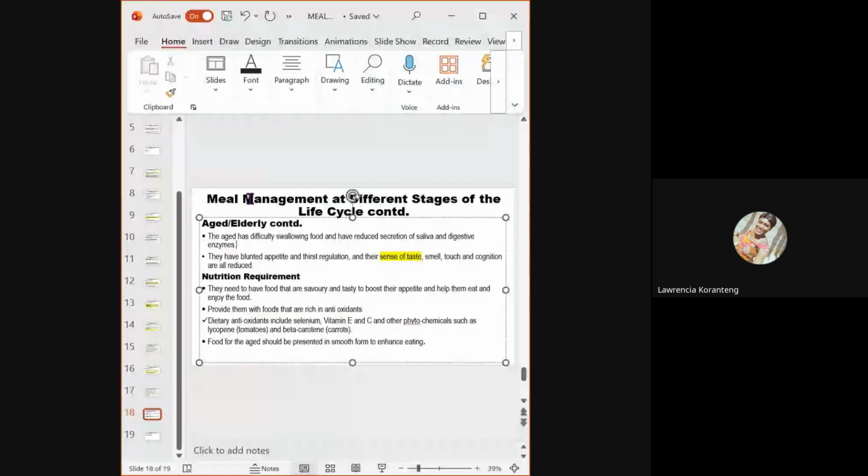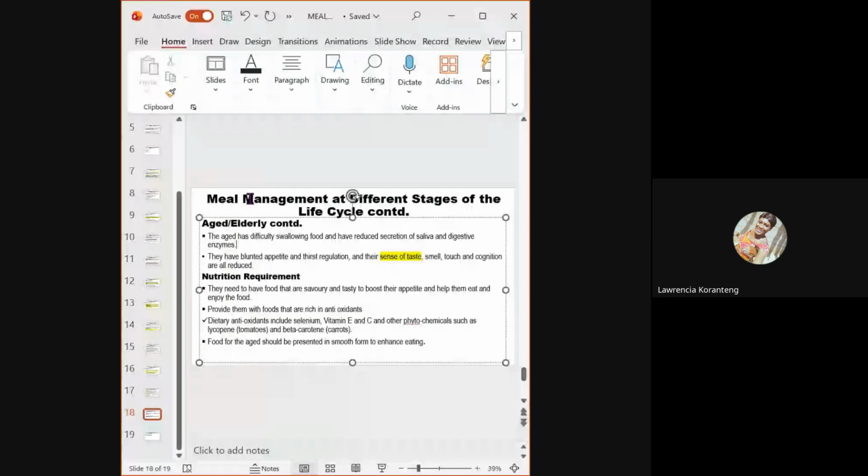Learn to ask them what they want. If they want their fufu to be hard, give them hard. If they want it to be soft, give them the texture that will enhance their eating. And as they are getting very old, then you change the texture for them. So food must be less spicy, less salty, and presented in small quantities for them.